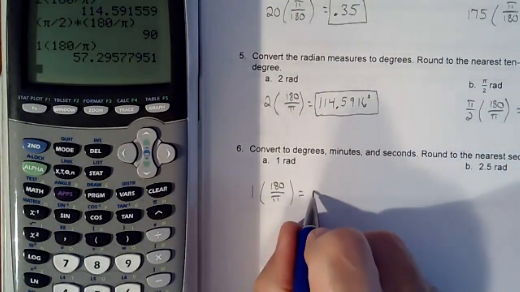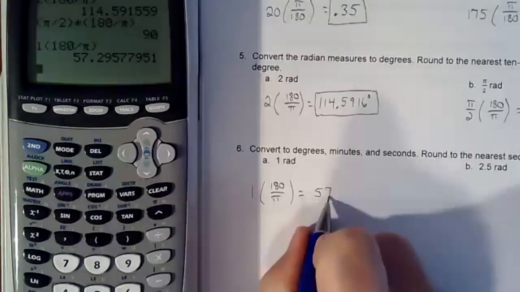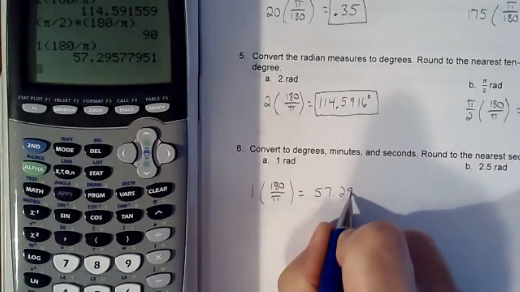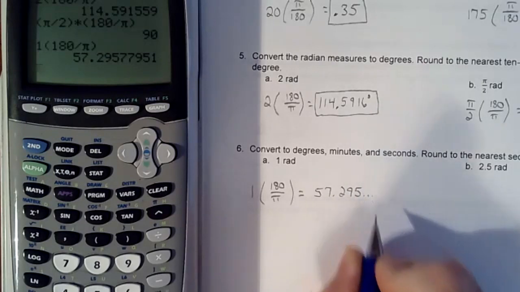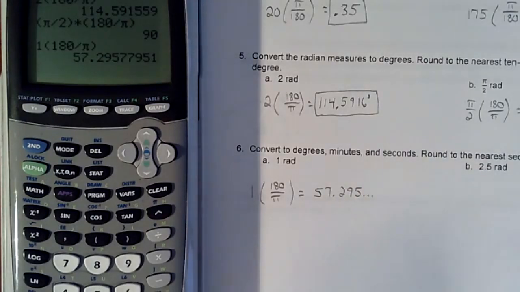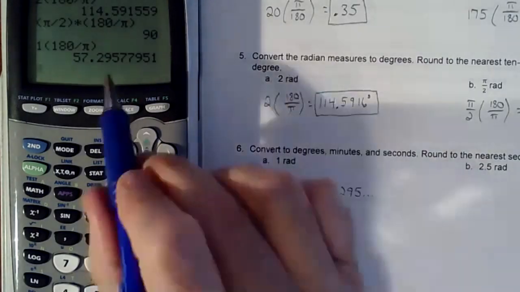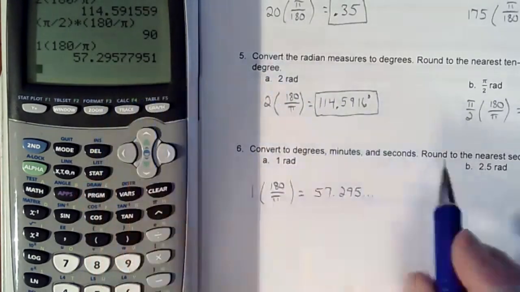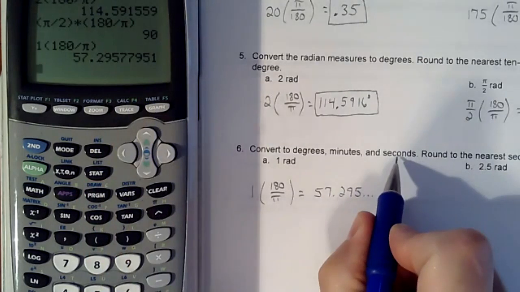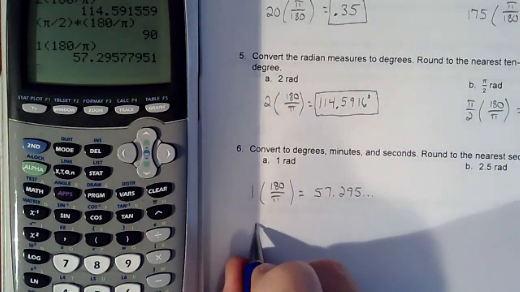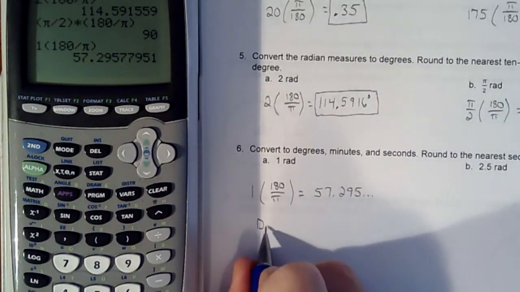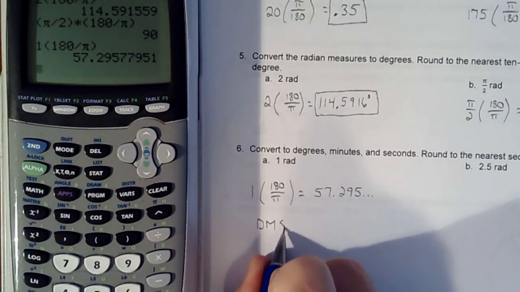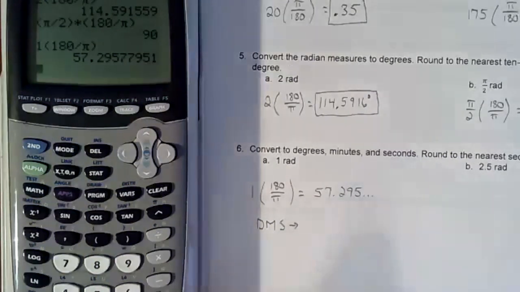So right now I'm looking at 57.295... we got all sorts of decimals after that. Well, we want to not round this, but we want to convert the whole thing into degrees, minutes, and seconds. So that is that button on your calculator, degrees, minutes, seconds, with a little arrow on it. We just got to remember how to find it again.